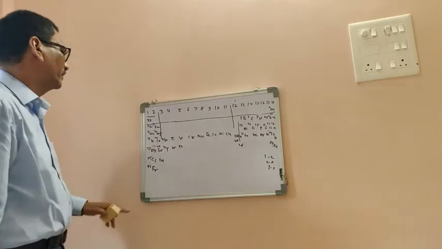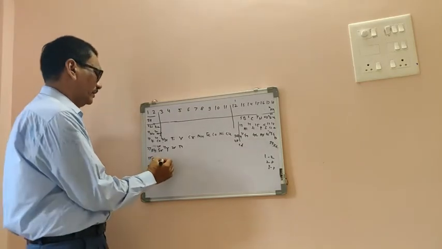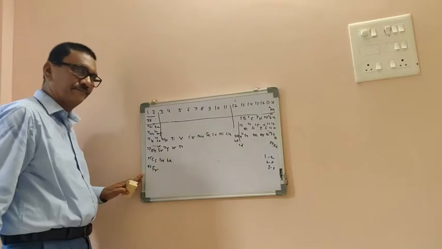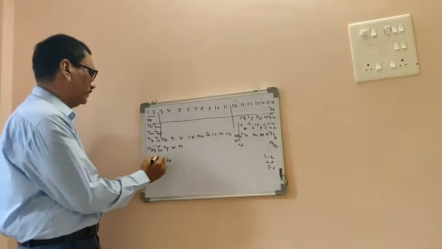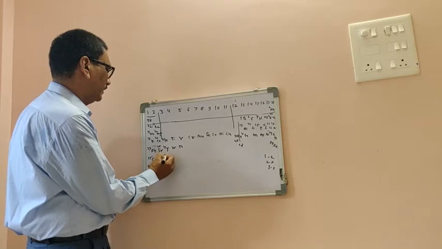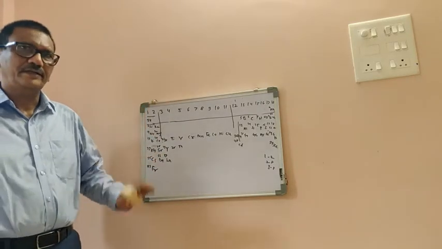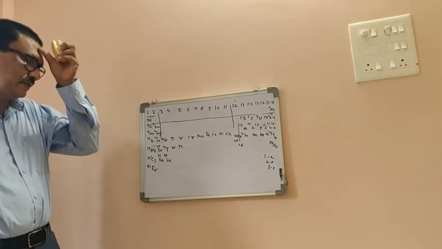First transition series starts, second transition series starts. After barium we have lanthanum, which is 56 barium and then lanthanum 57. Now our study starts here in the case of the inner transition elements.